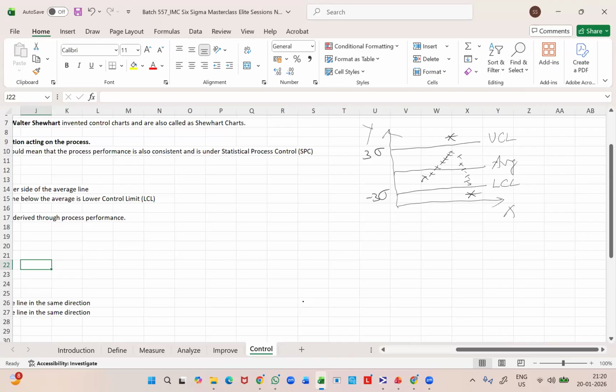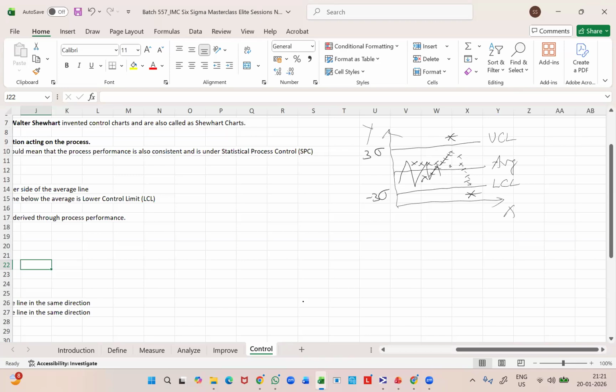Or if you have 8 consecutive data points clustered on one side of the average line, then also we need to suspect presence of assignable or special cause variation acting on the process. And if you have 14 consecutive data points alternating up and down the average line, then we need to suspect presence of assignable cause variation acting on the process, right?